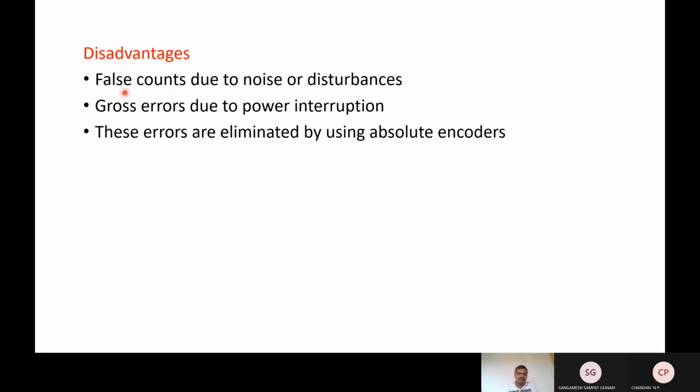Next, disadvantages: false counts due to noise or disturbances, gross errors due to power interruption. These errors are eliminated by using an absolute encoder. So these are some of the limitations with this. Okay, the noise or disturbance is related to the electric signal. Power interruption, again, if power is interrupted in between, then there will be no feedback, so that may result in some error.